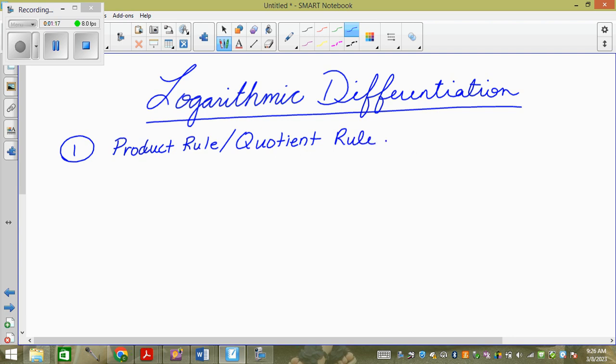And you're like, man, f prime is going to be awful. Yeah, it will, because you're not supposed to do it that way, right? Also, do logarithmic differentiation when it says, determine the derivative of this using logarithmic differentiation. It's a dead giveaway sometimes.